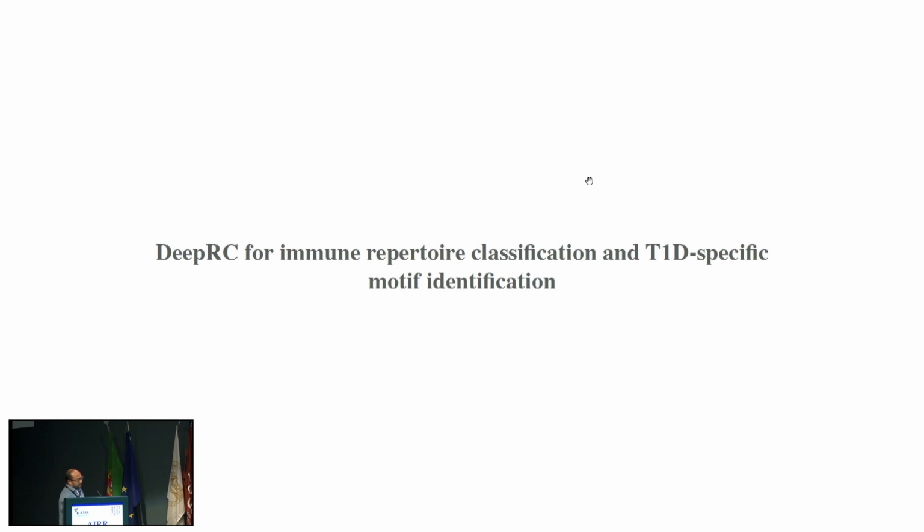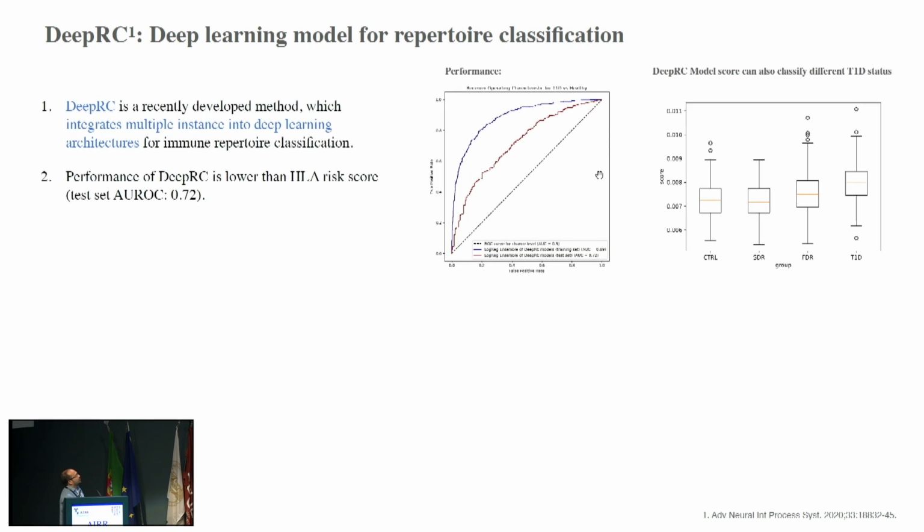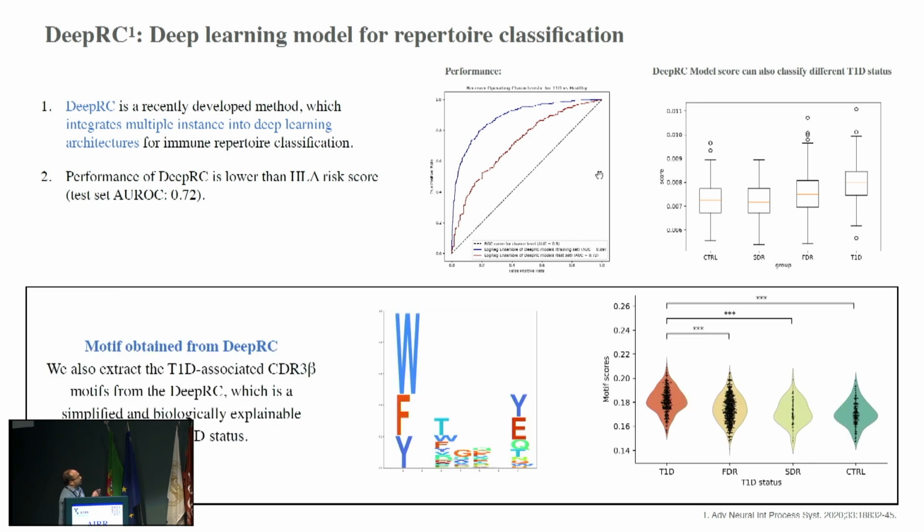So we also wanted to see, compared to our baseline model, can we build a deep RC model which is not based on the HLAs and just uses the CDR3 sequences, can we classify the repertoires? And it turns out we could not, the performance was a bit lower than the baseline model. But the interesting thing is that we obtained a motif from the deep RC. When we use this motif as a simplified version of the complex model, we again see the same association, where type 1 diabetes has a higher motif score, and then it gradually goes down.